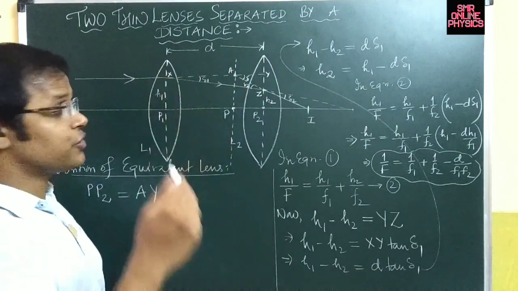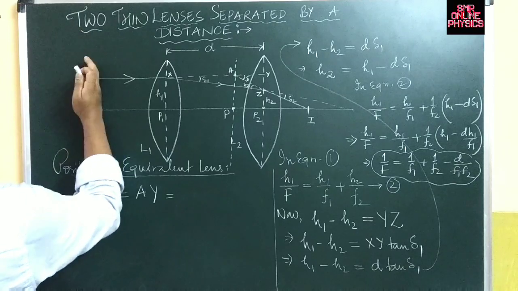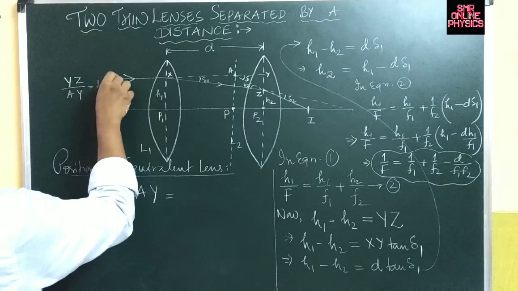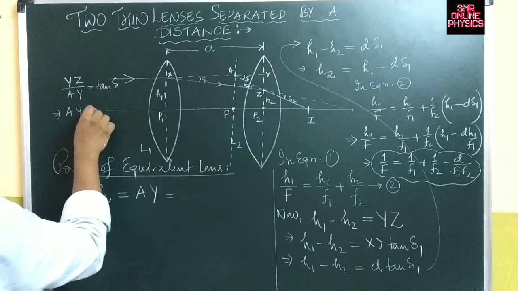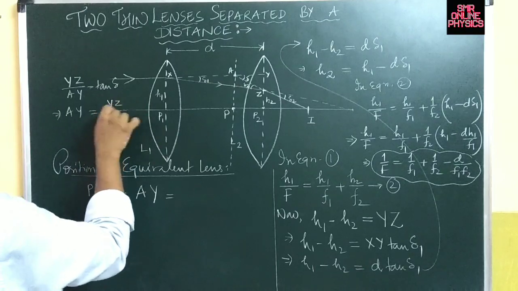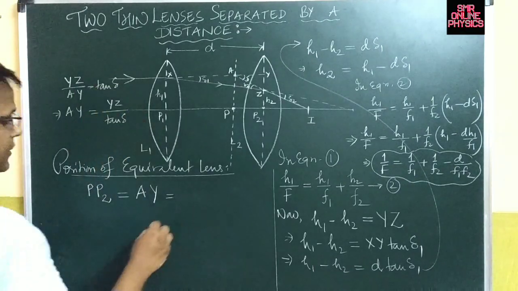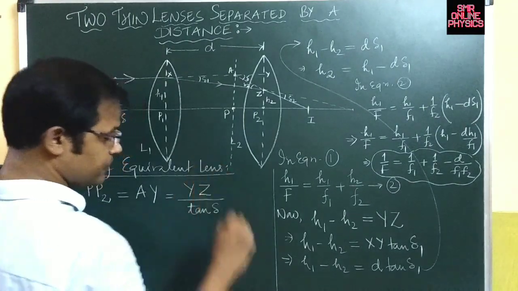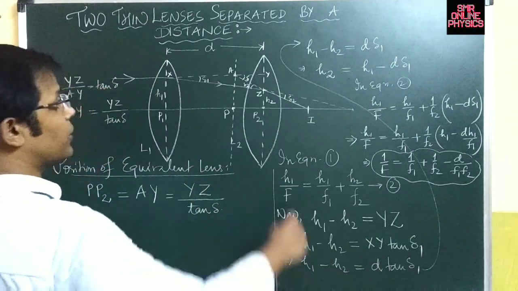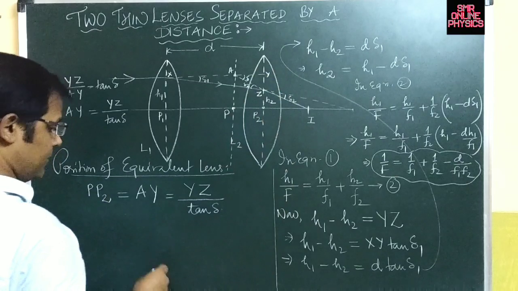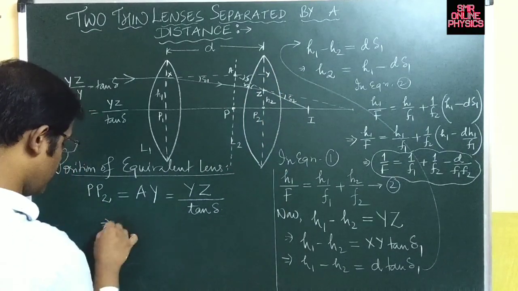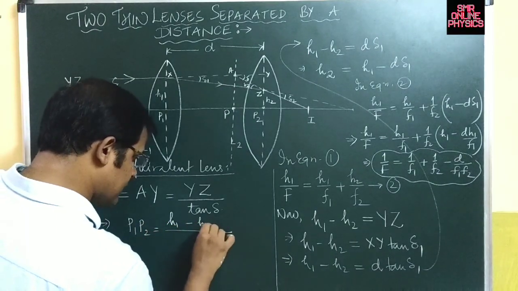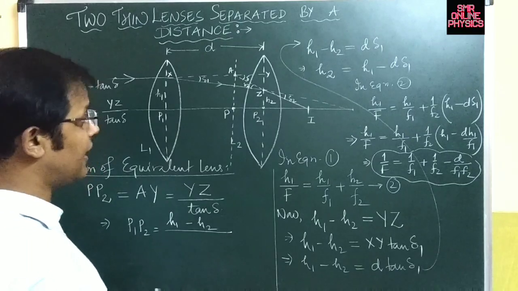So I will write it separately just for clarity. You can see that it should have looked like this. YZ by AY should be equal to tangent of delta. So AY should be coming up as YZ by tangent of delta. Right. So I can write it over here: YZ by tangent of delta. All good. So what is YZ? Let us quickly see that this is YZ. YZ is nothing but H1 minus H2. So P1, P2 should be equal to H1 minus H2 by tangent of delta, small angles of deviation.